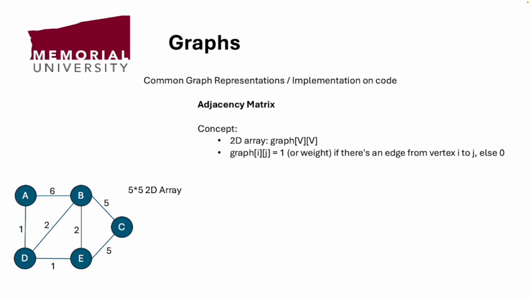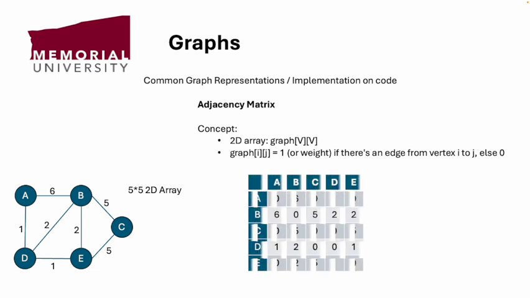We build a 5 times 5 2D array, okay? And how that works here, how it's laid out. We can list each of the vertices from A to E, and then from A to E again. Then we want to build their relationship, right? So we need to define whether they have a connection or not. So define the edge and the corresponding weight.